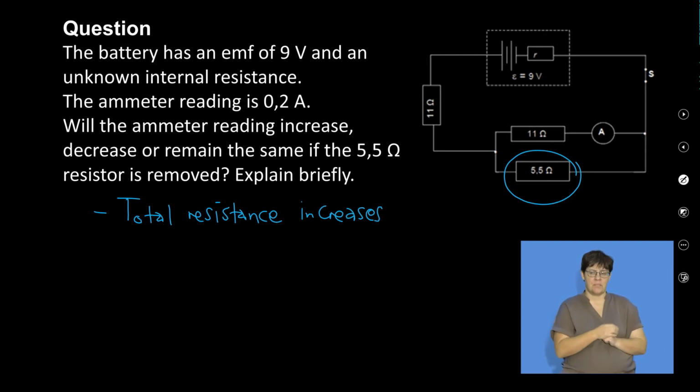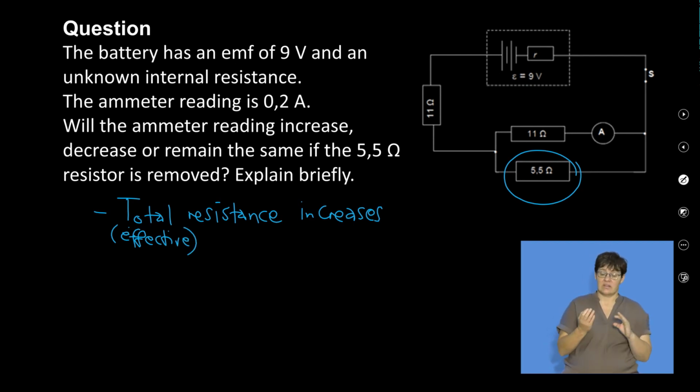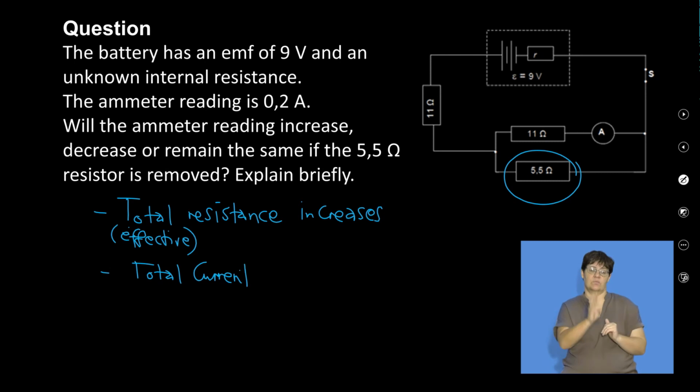The reason why the effective resistance increases is because now we have no resistors in parallel, while adding resistors in parallel decreases the effective resistance. So the total resistance we're talking about is the effective resistance. Take note of that. So if the effective resistance increases, what happens to the current? The current is definitely going to decrease. So total current decreases. So that's the argument.